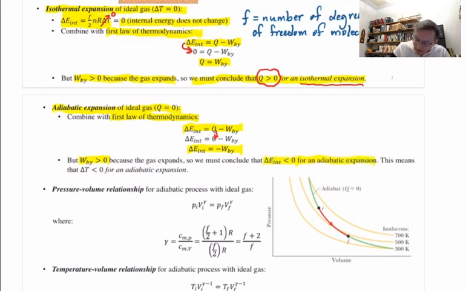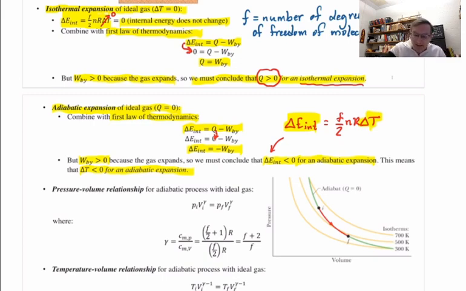But then remember the formula that delta E internal equals F over 2 times little n R delta T. And so if delta E internal is less than 0, then delta T must be less than 0. So the temperature goes down in an adiabatic expansion. It can't be isothermal. Absolutely cannot. If it is adiabatic, it cannot be isothermal. If it's an adiabatic expansion, the temperature will go down.